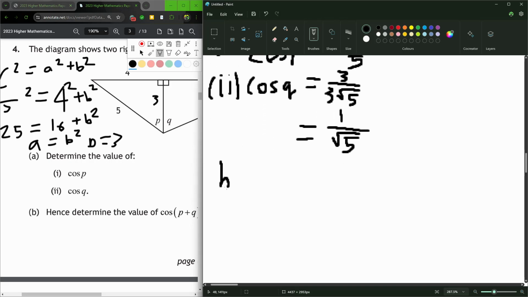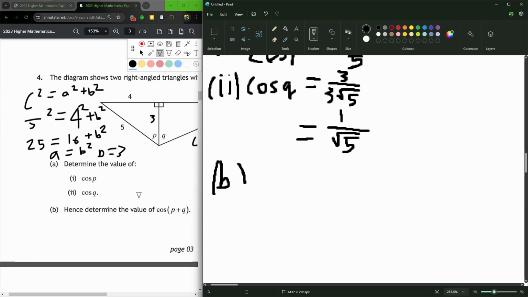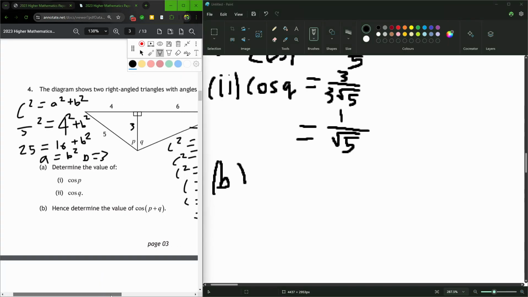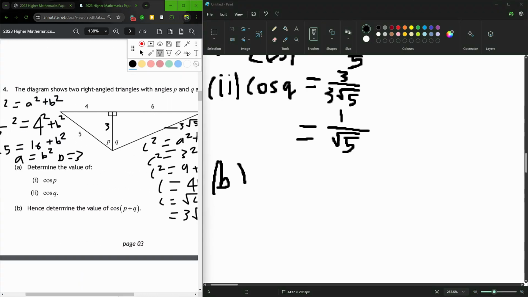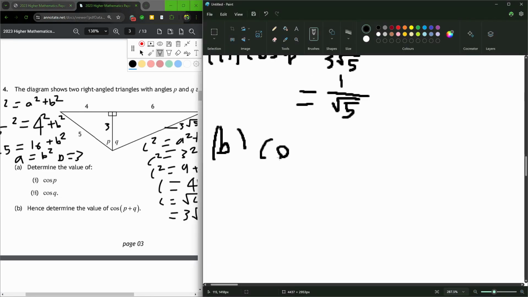Let's go and figure out B. So it says determine the value of cos P plus Q. So how are we going to do this? Well, remember cos P plus Q. We can expand it out in our relationship sheets, which I'll just quickly pull up.